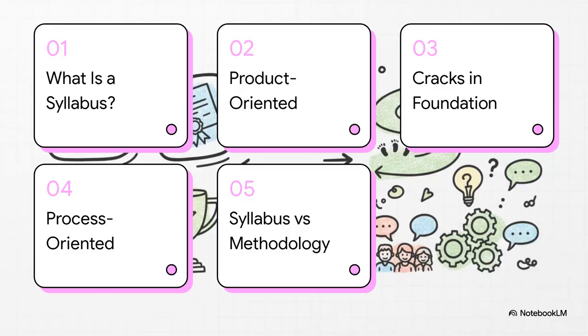So here's our roadmap. We'll kick things off by making sure we're all on the same page about what a syllabus even is. Then we're going to dive into the old school way of doing things, the product-oriented approach, and see why people started to question it. That'll lead us right into the alternative, the process-oriented syllabus. And we'll wrap up by looking at where this whole debate has landed today.